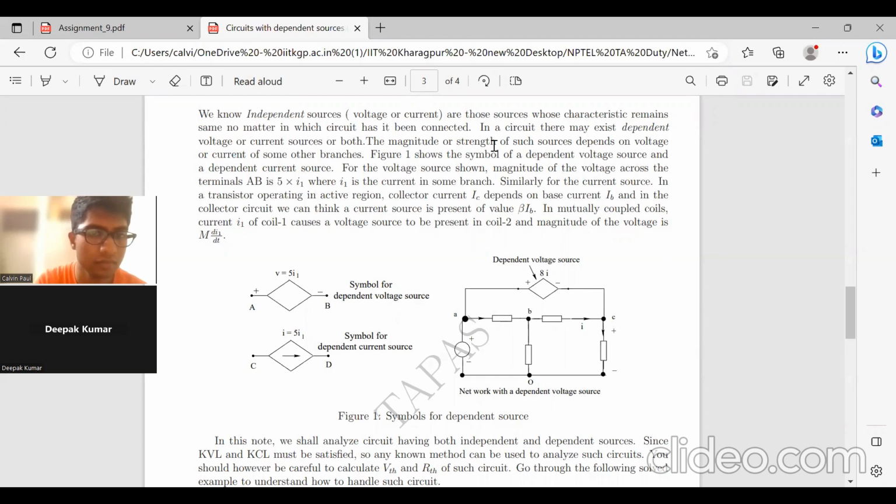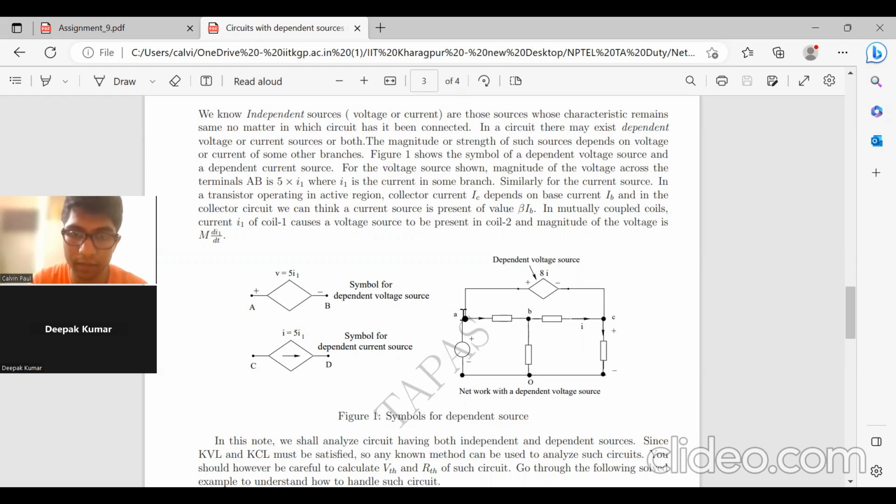What slide is showing now? This is the nodes of network analysis, independent source voltage or current. Okay, theory. I thought this screen was being shown at that time. I don't know what problem Zoom is giving today.